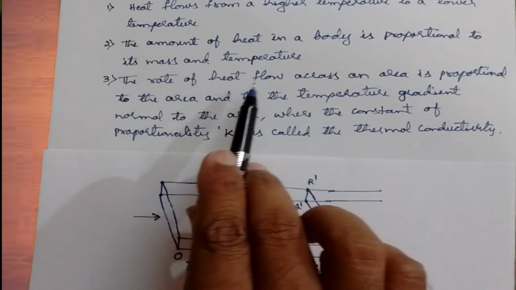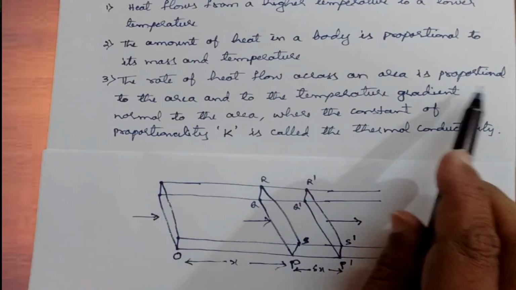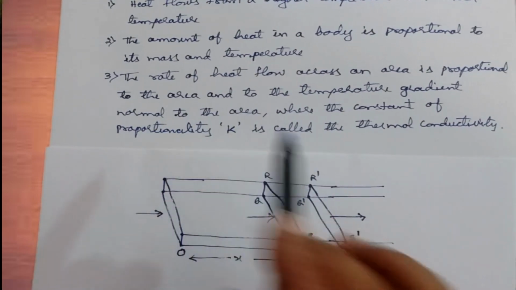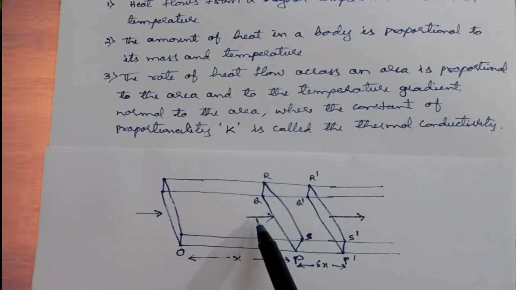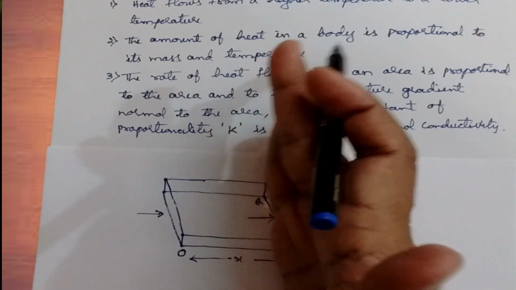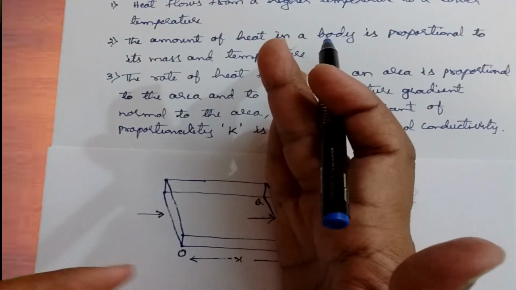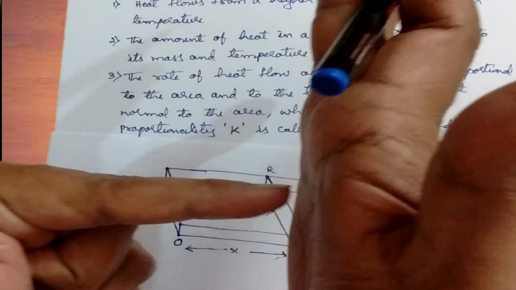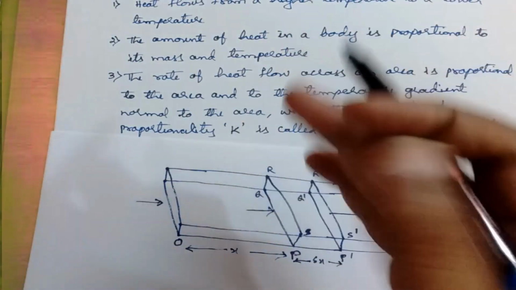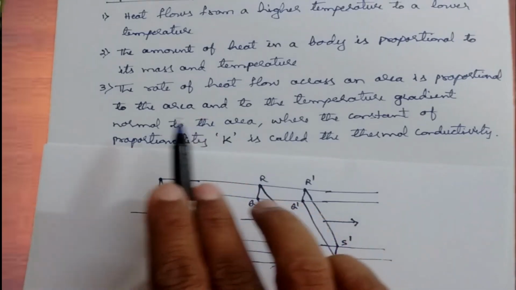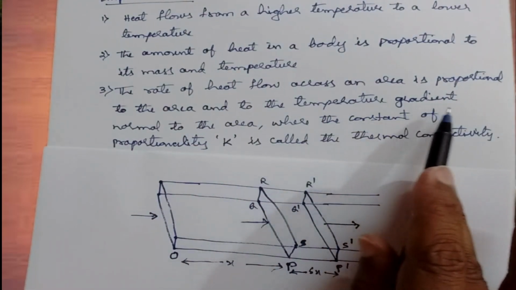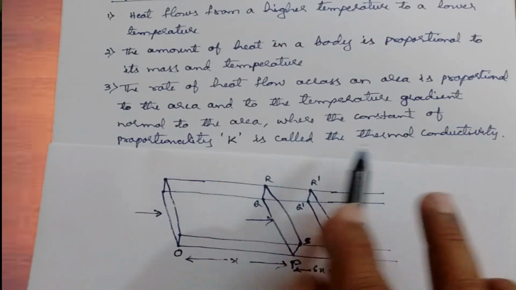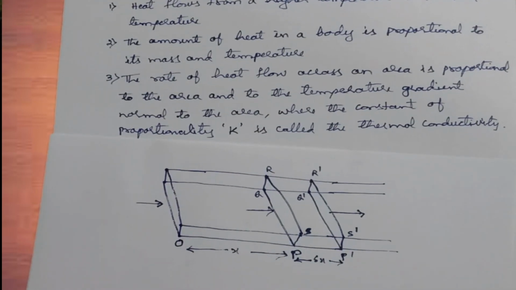And also the rate of heat flow depends upon the temperature gradient, the change in the temperature, normal to the area. So the cross section is PQRS. The heat is flowing from here exactly perpendicular. So heat flows perpendicular to the rectangular slab. So the rate of heat flow also depends upon the temperature gradient normal to the area. And as I told you, K is the thermal conductivity.